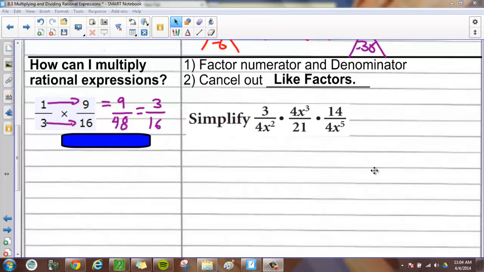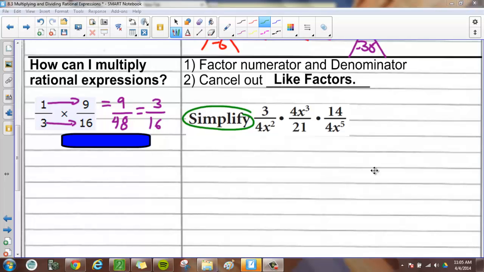So let's look at this first problem right here. We want to simplify this. The first thing we need to do is factor the numerator and denominator. Well, if you look at each of these numerators and denominators, there's nothing to factor. So we kind of have to move to the second step, which is canceling out like factors.